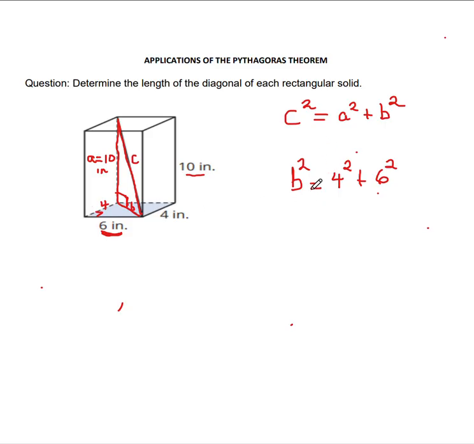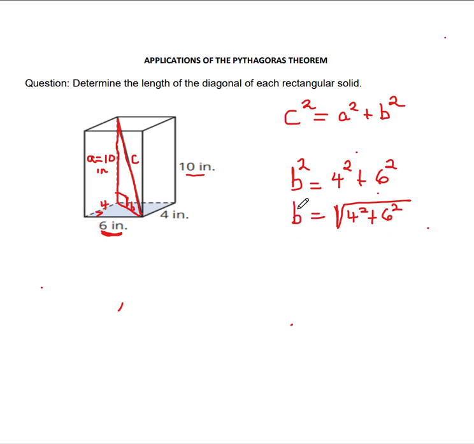So we use the principles of the Pythagoras Theorem to find B, which represents the diagonal in the triangles formed in the base. So B squared would be equal to 4 squared plus 6 squared. And so this means that when we transpose for B itself, B would be equal to the square root of 4 squared plus 6 squared.